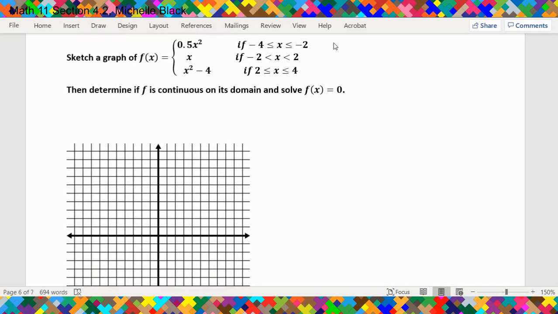Okay, the top of our function, I'm going to do in orange, is 0.5 x squared. Well, the smallest value I'm allowed to plug in for x is negative 4. So let's start by plugging in negative 4. Negative 4 squared is 16, so I have 0.5 times 16, which is 8. Negative 4 is included because of that equal sign, so I'm going to plot the point negative 4, 8. So 1, 2, 3, 4, 2, 3, 4, 5, 6, 7, 8. So right here.